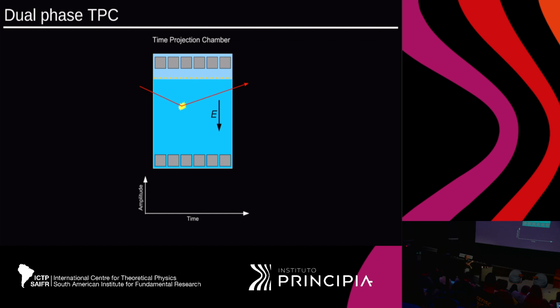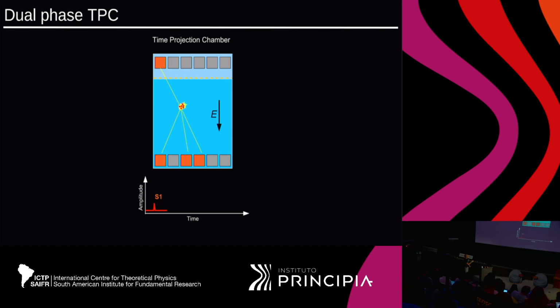We also have now an electric field that goes in this direction. That is different from the single phase, in which the design was much, much simpler. We didn't need to have any electric field or this super fine tuning between a grid and the liquid and other stuff. Okay, but let's say that we have an interaction here, for example, that produces some interaction in the volume, and this will produce some scintillation light, and also some amount of ionization in this position.